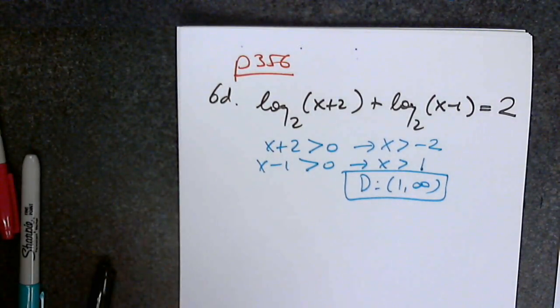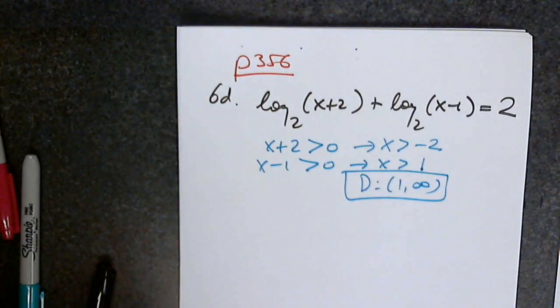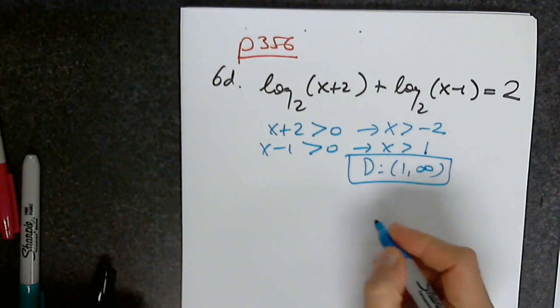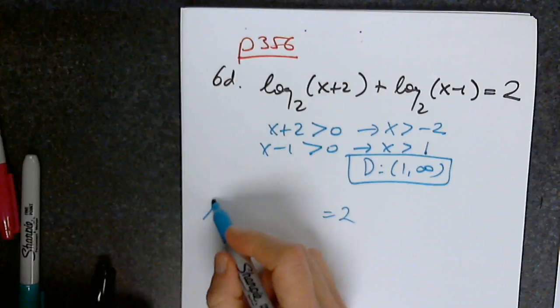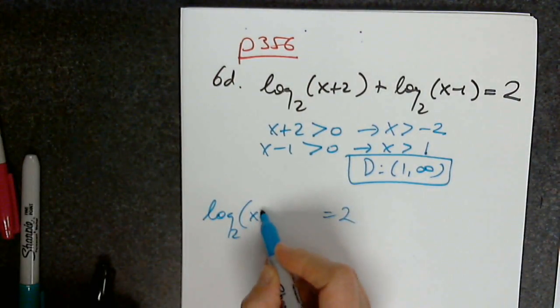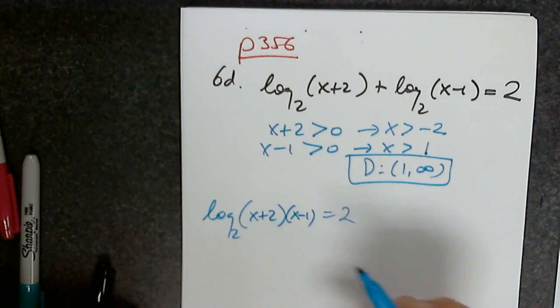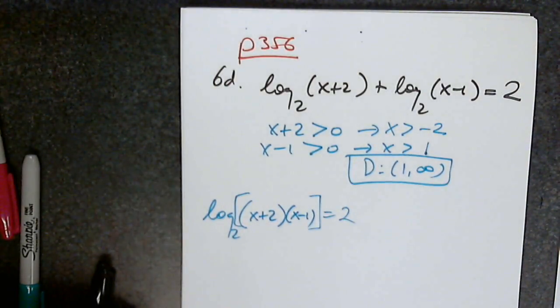Remember the domain of a log function. This expression has to be greater than 0, not equal to. So only now I condense the left-hand side. Okay, what do I have on the left? I have log base 2 of x plus 2 times x minus 1. Excellent. If you get confused, put it in brackets so you see it's condensed.